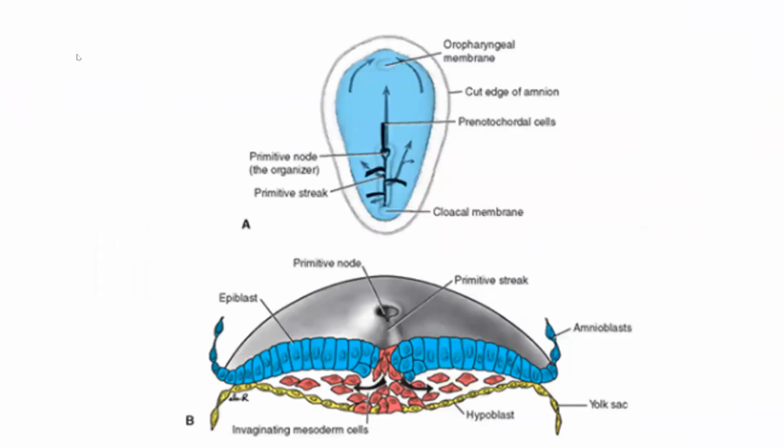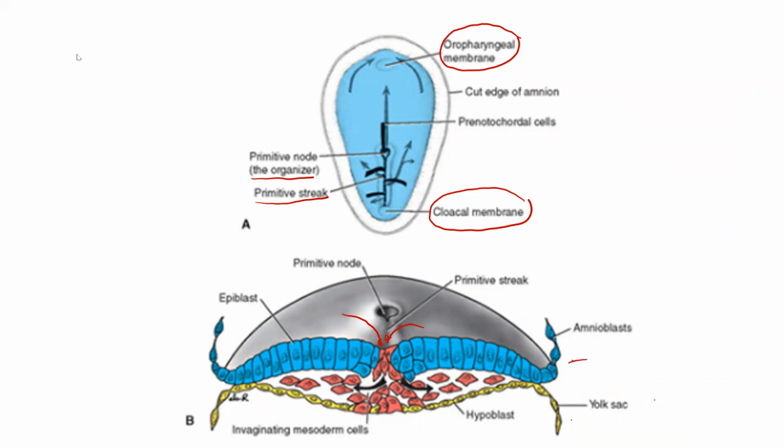This picture describes what I was explaining in the previous slide pretty well. So you can see that we have the primitive node, the primitive streak, the cranial end with the oropharyngeal membrane, the caudal end with the cloacal membrane, and you can see here that the cells of the epiblast start moving into the primitive streak and then spread laterally and cranially, becoming mesoderm.